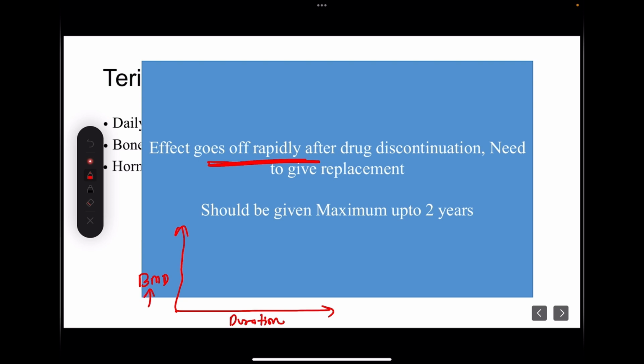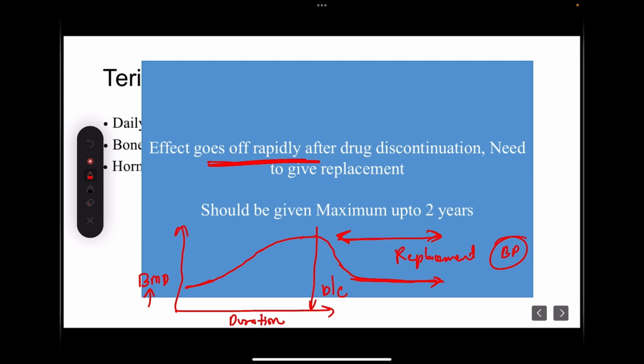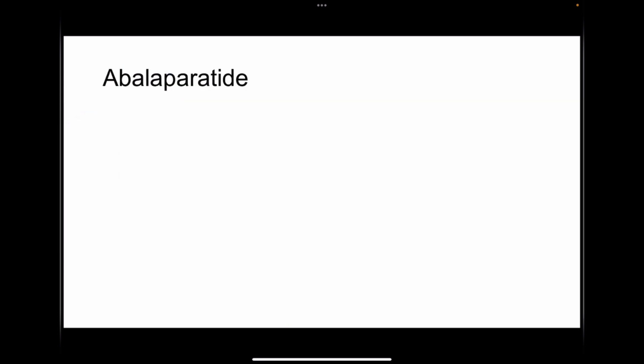So if I have started the drug over this region, with the continued effect of the drug, the BMD was increasing like this. If at this point of time I discontinue the drug, the effect will come down rapidly, and it would come to the baseline within a few months only. So this is how the effect goes away very rapidly. During this period, we cannot leave the patient alone, and we need to give a replacement, maybe bisphosphonate therapy. So this is one thing we should know about teriparatide.